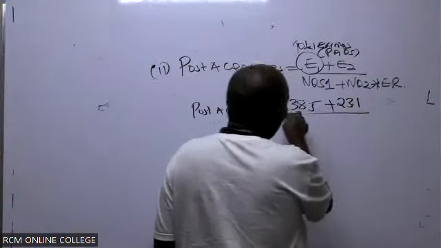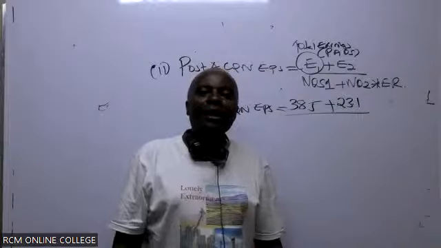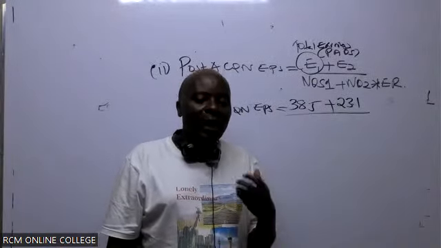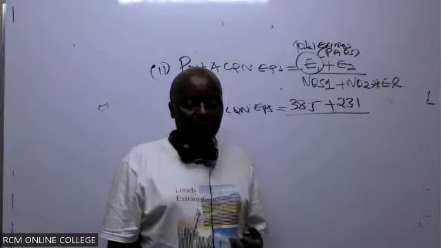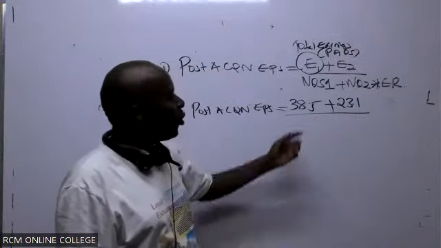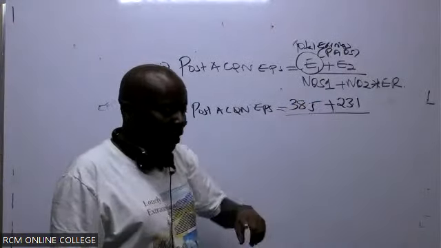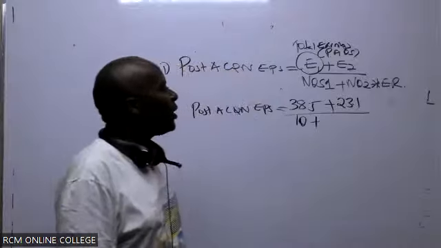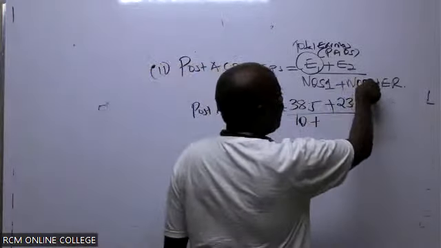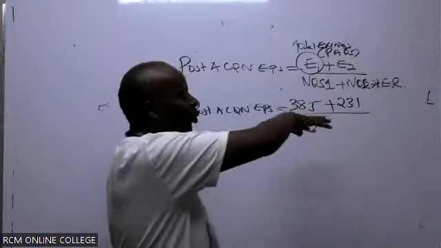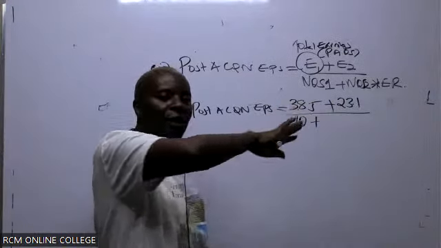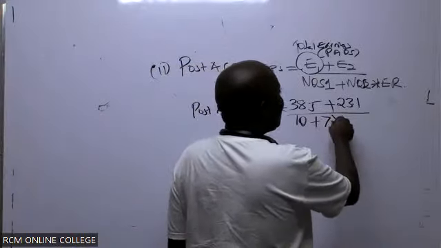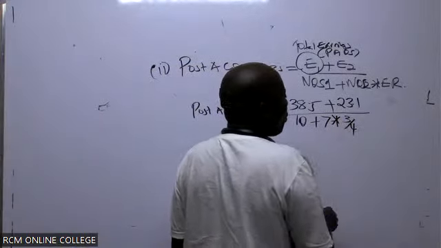All over the number of ordinary shares. There is a place where they have given us the number of ordinary shares outstanding, or issued. So the number of ordinary shares issued for Kubwa, somebody is telling me it is 10. Plus NOS 2, the number of ordinary shares of the second company, which is 7, times this exchange ratio, which is 3/4.